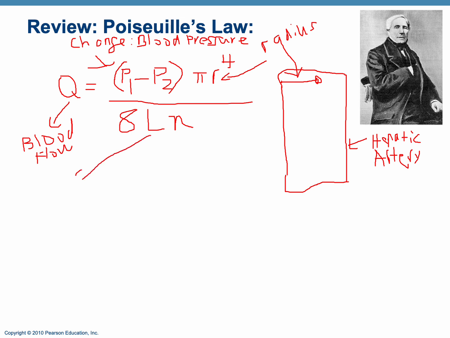L is ultimately referring to the length. So how long is this blood vessel? So this is referring to length. And it looks like an N, but actually it's a Greek notation, eta. Eta is referring to the viscosity of the blood. So eta is referring to the viscosity.